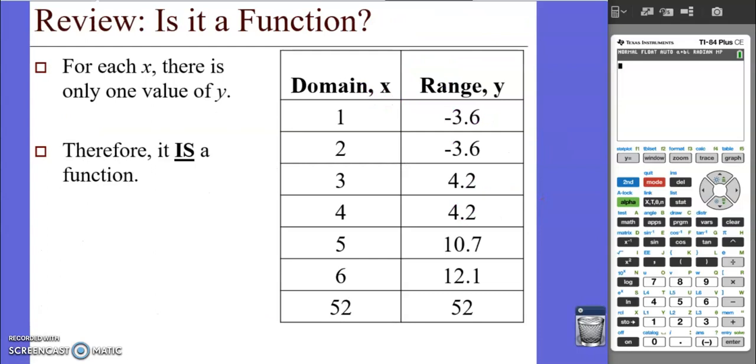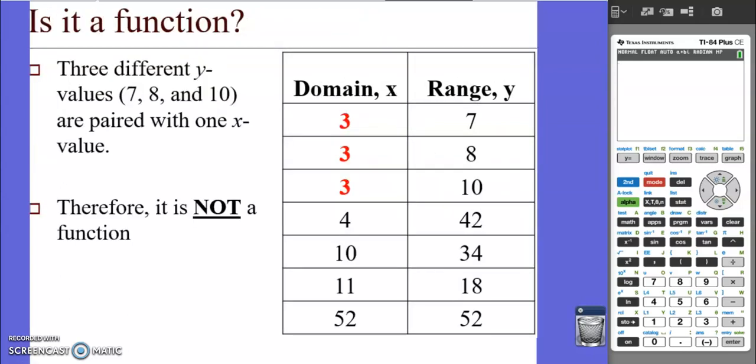All right. So again, we talked about this. You have to recognize that this is a function. Again, for each value x, there's only one value of y. So when I put 1 in, one value comes out, and all the way down. So this is a function.